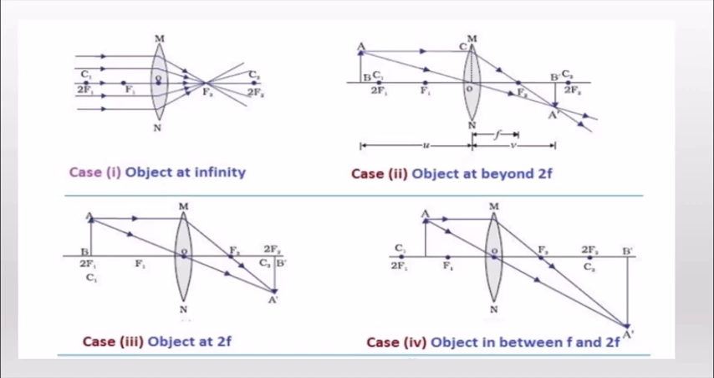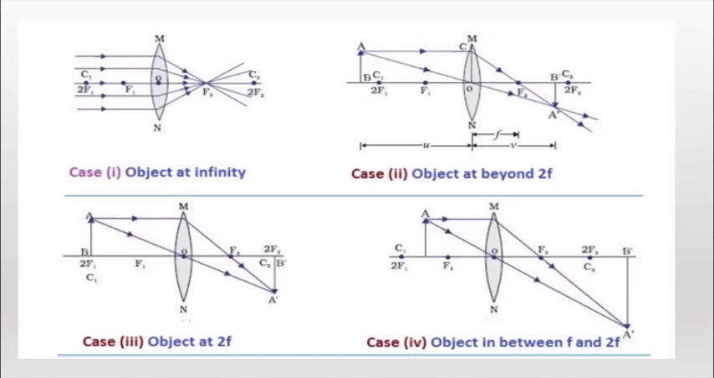Next is the third scenario, when you keep an object at 2f1. So when we keep the object at 2f1, you can see AB is the object which is kept. Again after refraction, A dash B dash is our image, and the position of the image is at 2f2. It is almost of the same size as AB. So AB will be almost the same size as A dash B dash, and again it will be a real and inverted image.